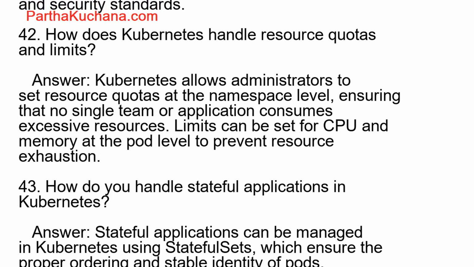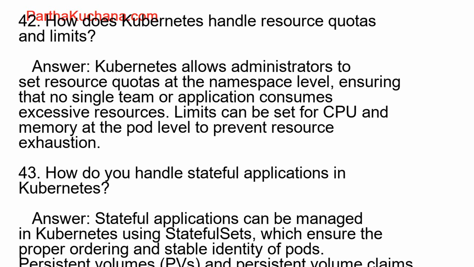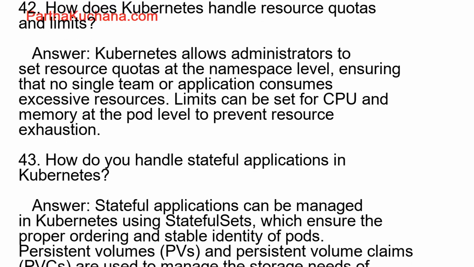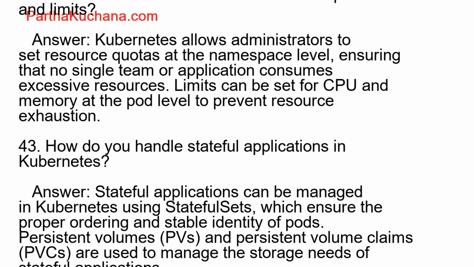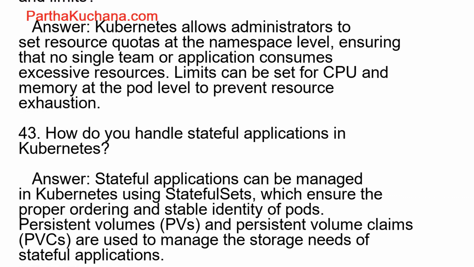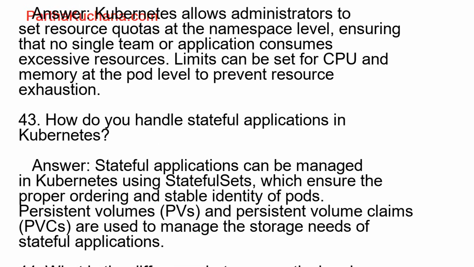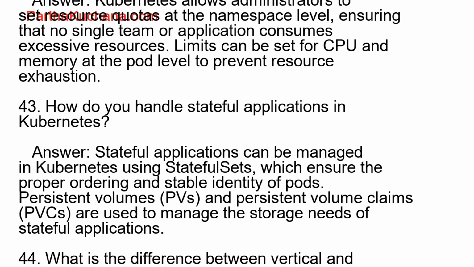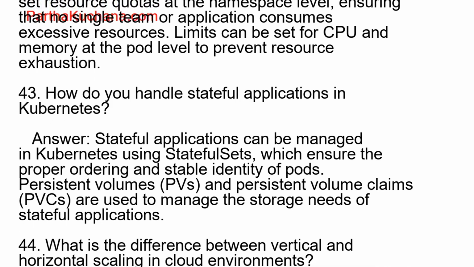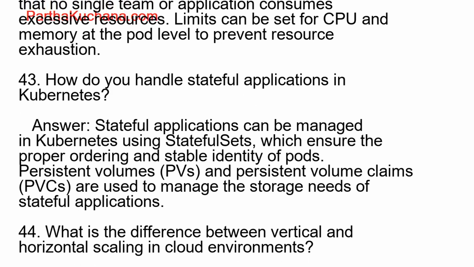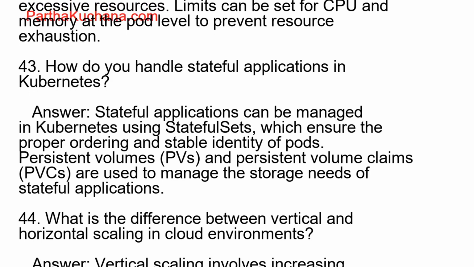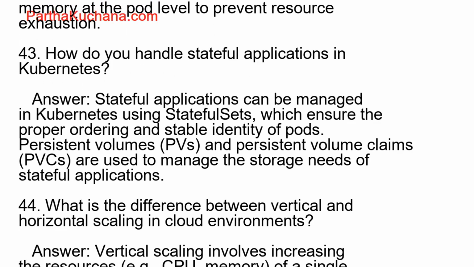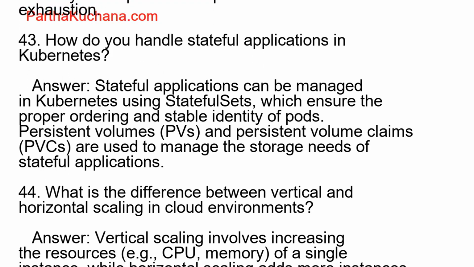44. What is the difference between vertical and horizontal scaling in cloud environments? Answer. Vertical scaling involves increasing the resources, e.g., CPU, memory, of a single instance, while horizontal scaling adds more instances to distribute the load. Horizontal scaling is often preferred in cloud environments for better redundancy and fault tolerance.